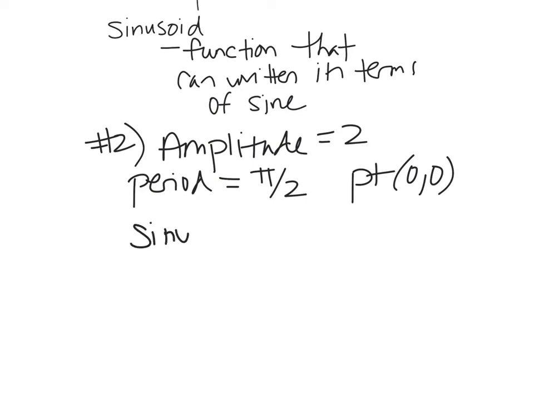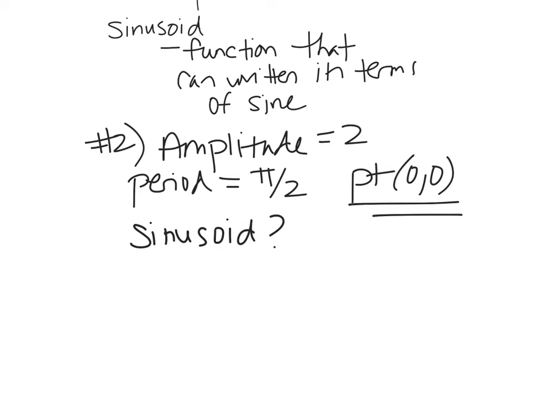Okay, and you need to come up with a sinusoid given this information. We want to find a sinusoid. Such a fun word, isn't it? Okay, this one's the easy one out of the 2 we're going to do. It's easy because you know sine already goes through 0, 0. So there's no problem with this one.